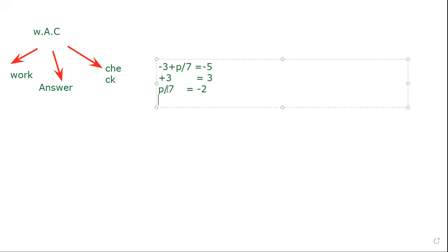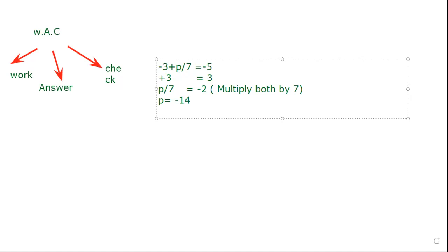Now, b over 7 equal negative 2. What is the opposite operation which we have to make? When you have b over 7, what do we have to do to find the value of the variable? We will multiply by 7. Exactly. So the answer by the end, b equal negative 14.